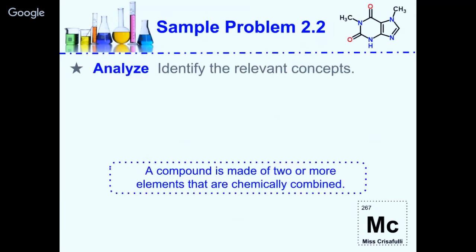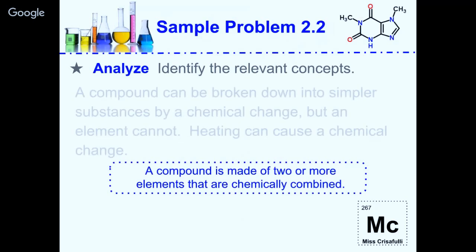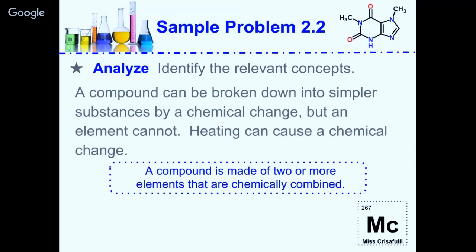So let's identify the relevant concepts. A compound can be broken down into simpler substances by chemical change, but not an element. An element can't do that. Heating can cause a chemical change. That's one of the major things that we've talked about. Also remember your vocabulary. A compound is made of two or more elements that are chemically combined. So that is the content that we need in order to solve this problem.